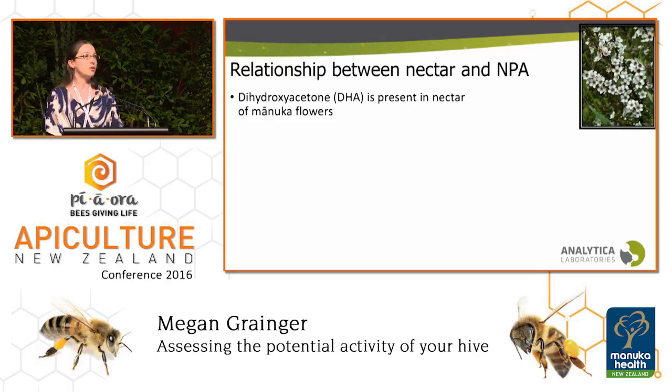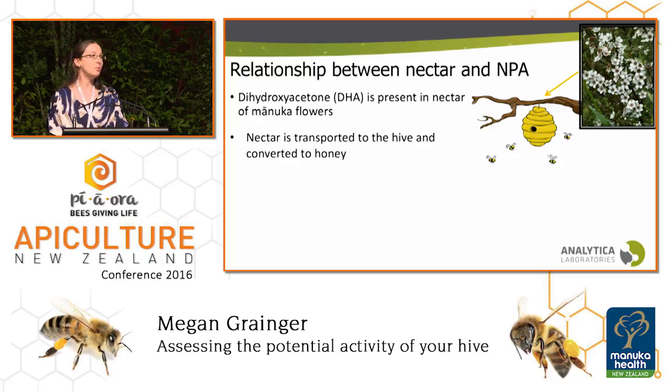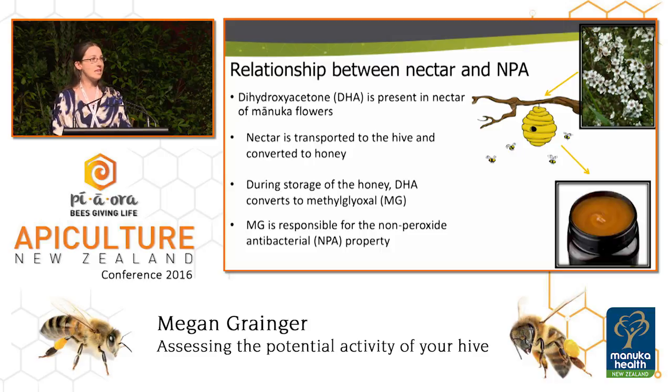So as we know, dihydroxyacetone, or DHA, is present in the nectar of the manuka flowers. The bees take this nectar back to the hive site where it's converted to honey. Beekeepers then collect this, and over time when it's stored in the drums, this DHA converts to MgO, which we then correlate to the MPA.